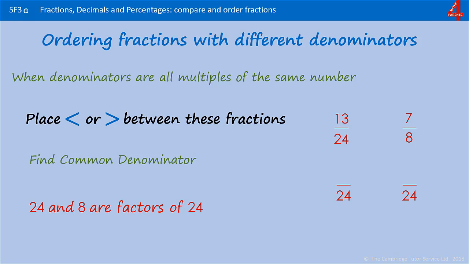13 over 24 will stay the same. To get from 8 to 24, we multiplied by 3, so we're going to do the same with 7. Multiplied by 3, that makes the numerator 21. And this time you can see that 13 over 24 is smaller than 21 over 24, and remembering that we have to apply that to the original fractions before they were converted, 13 over 24 is smaller than 7/8.